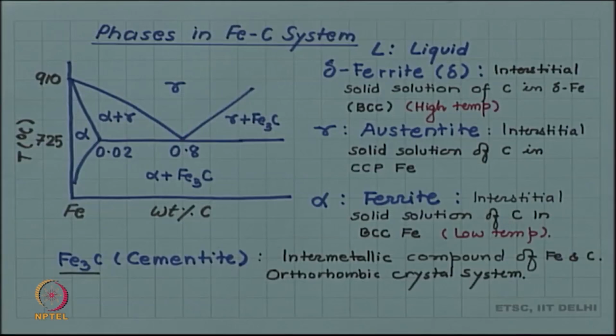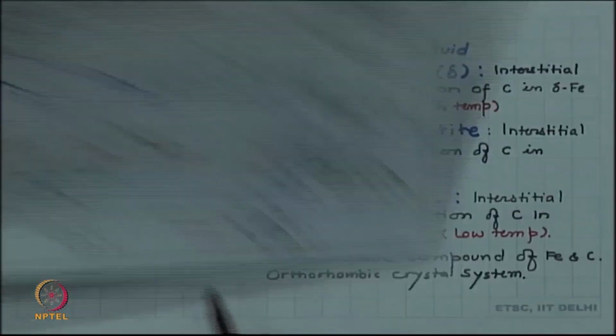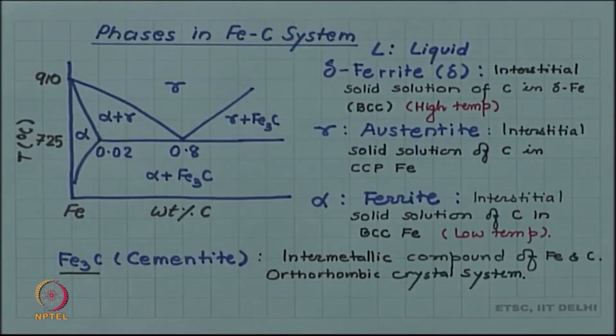And then this region of the phase diagram, the low temperature eutectoid region of the phase diagram, is what is important and what we will focus on in the forthcoming videos.